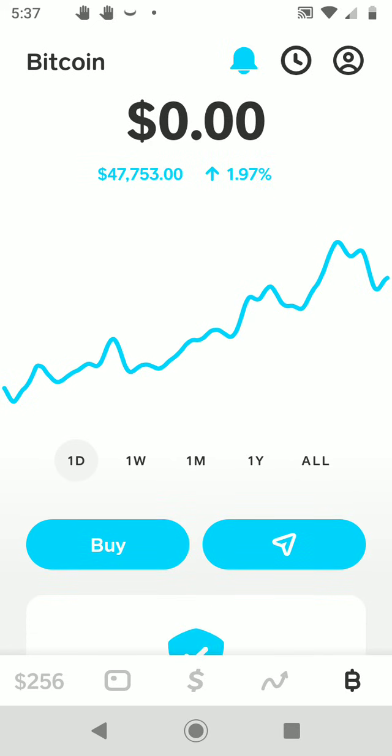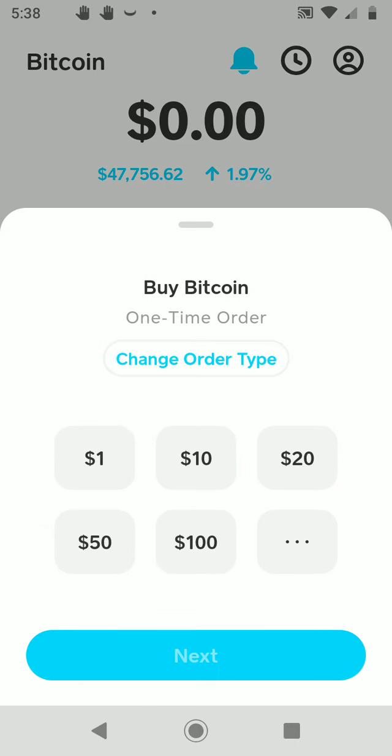Now, on other platforms, it's not going to be quite that expensive. You might have some platforms where it might be $1 or 2% or something. You have to check them out and see what they charge. But if you're investing a small amount, I wouldn't worry about it too much, but just keep an eye on that.